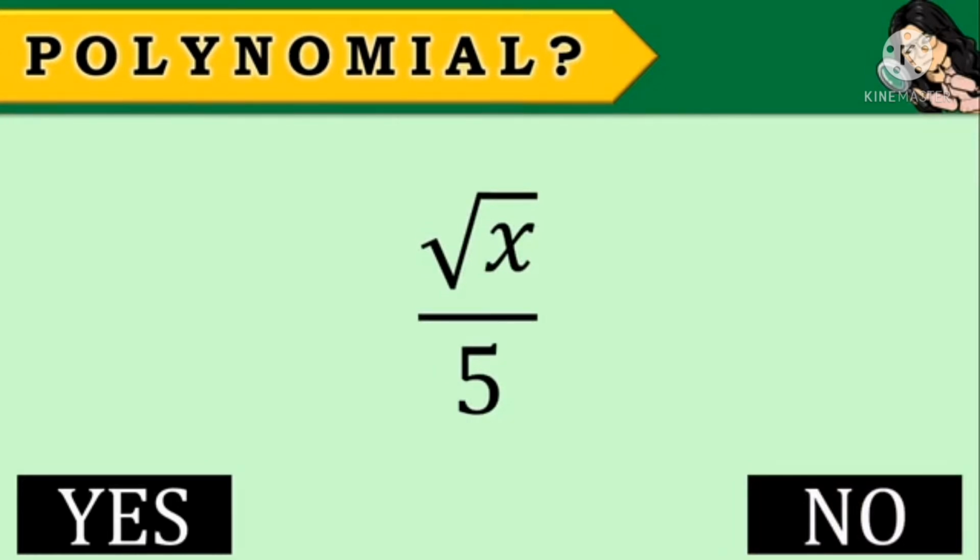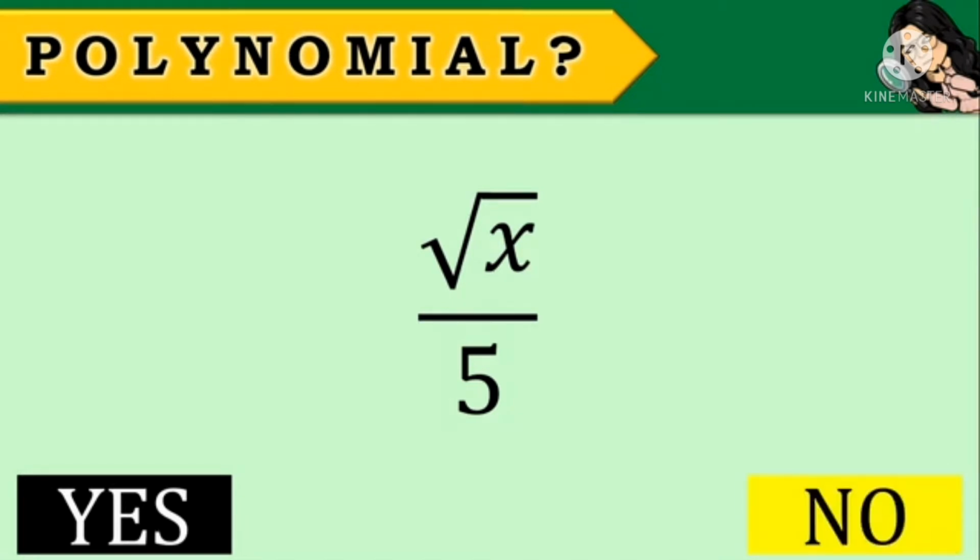And the answer is: that is not a polynomial function. If you see a radical sign, it means that the given is not a polynomial function. So remember, a negative exponent, division by a variable, or a radical sign are the clues that the given expressions are not polynomials.